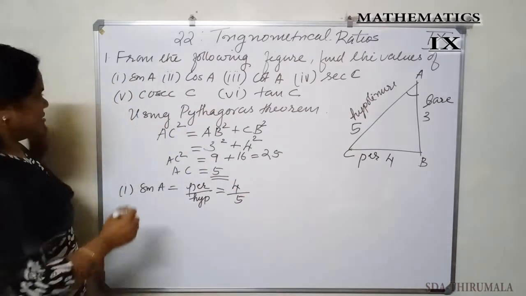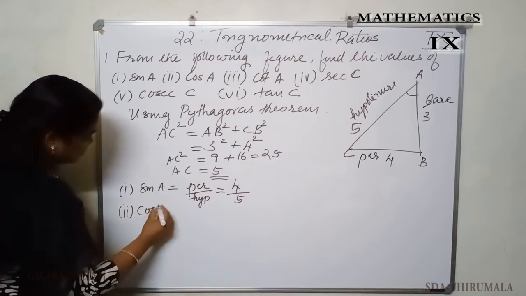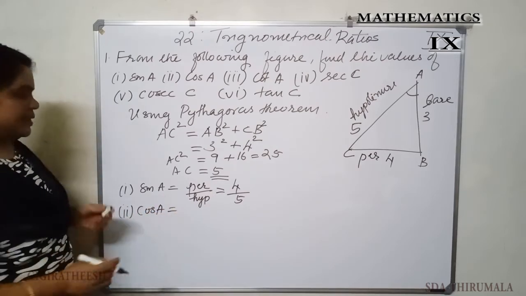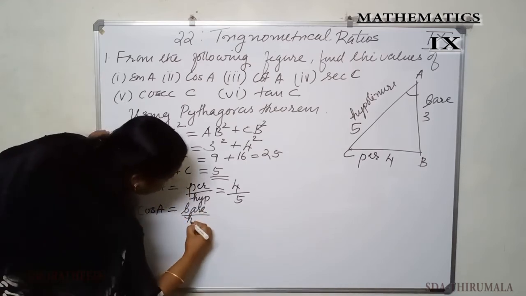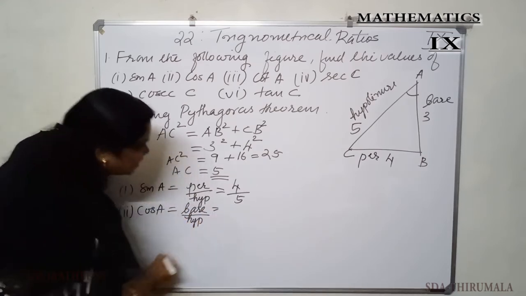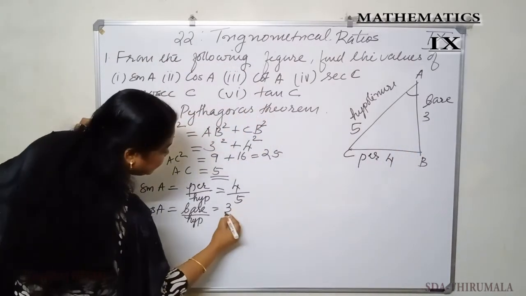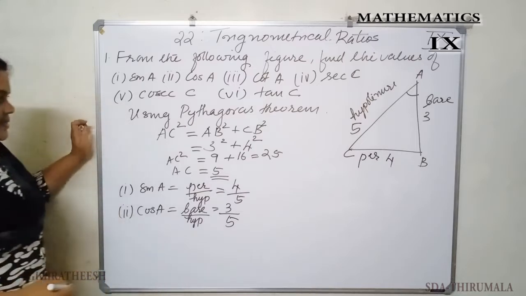Okay. And then the second question is cos A. What is cos? Cos is equal to base by hypotenuse. Here the base is 3 and the hypotenuse is 5. Base by hypotenuse, that is 3 by 5.